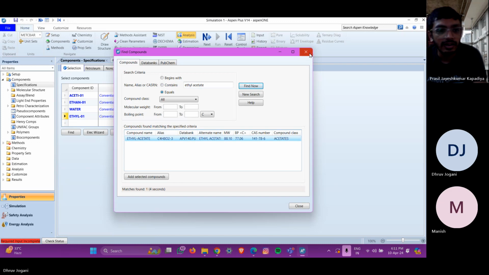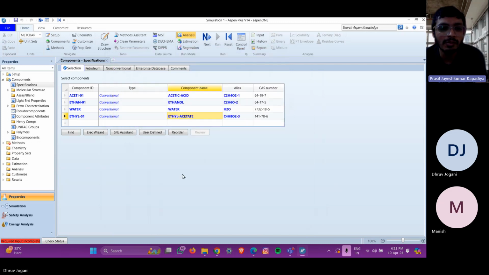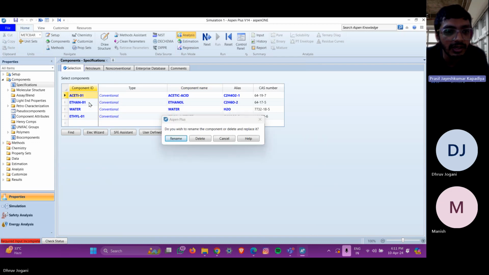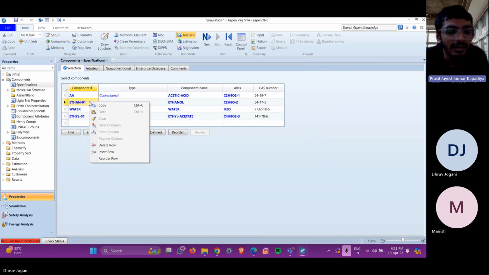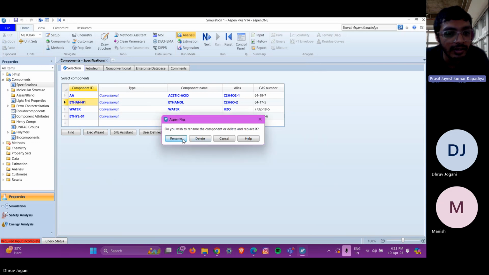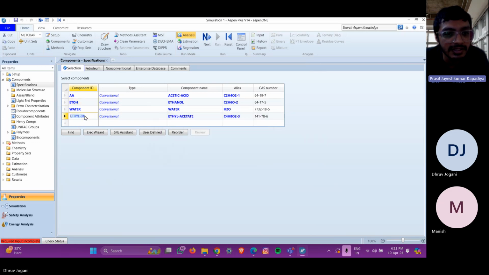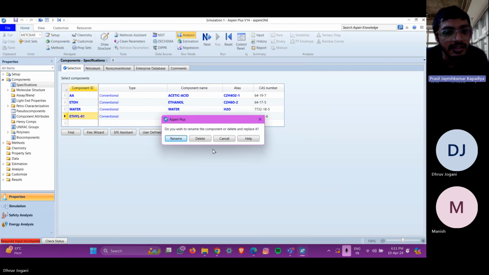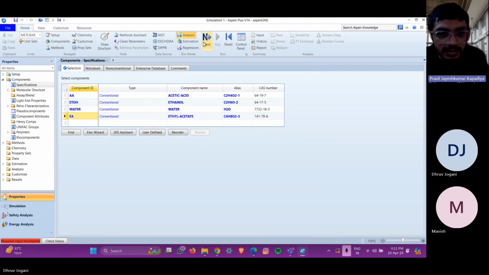If you want to rename, you can rename acetic acid as AA. It will be easier to understand. Then ethanol as ETOH. Okay, ethanol, whatever is fine. Water is water, and the last one is ethyl acetate, EA. Yes. Okay, let's press next.